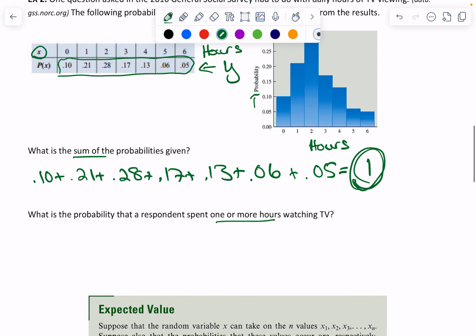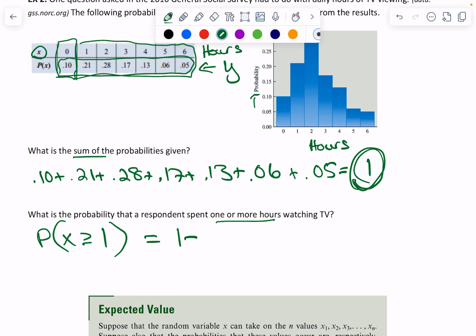So we have the option of calculating all these 1 through 6 hours, but we can do it a little bit simpler. We can take the complement of the 1 or more hours. So the probability of x is greater than or equal to 1 is the complement of the probability of x is less than 1, which gives us only this one here: 1 minus 0.10, which gives us 0.9, so 9/10.